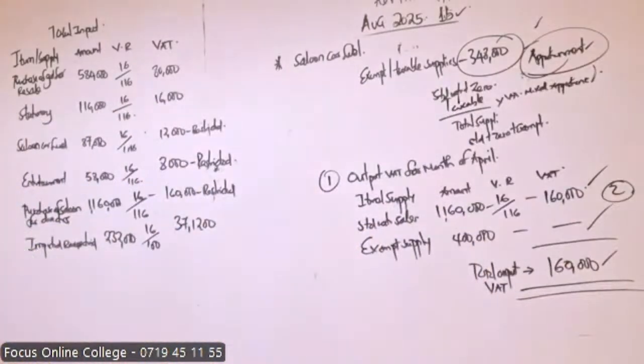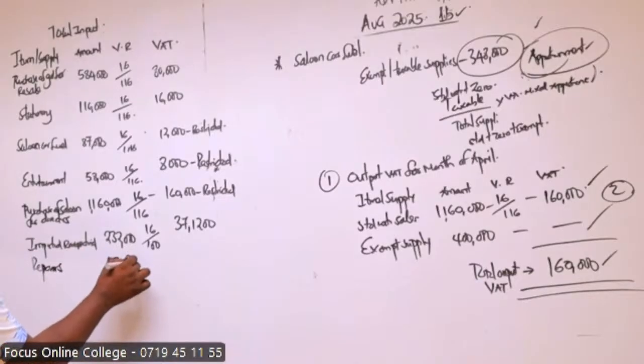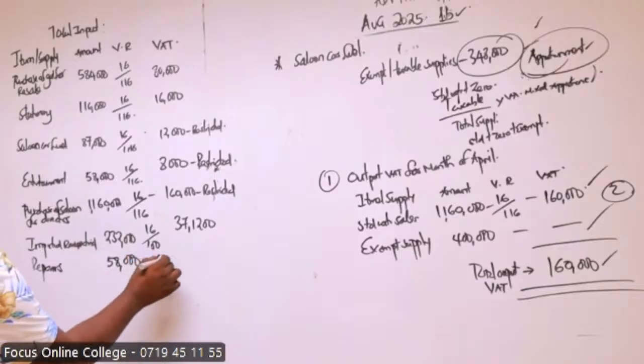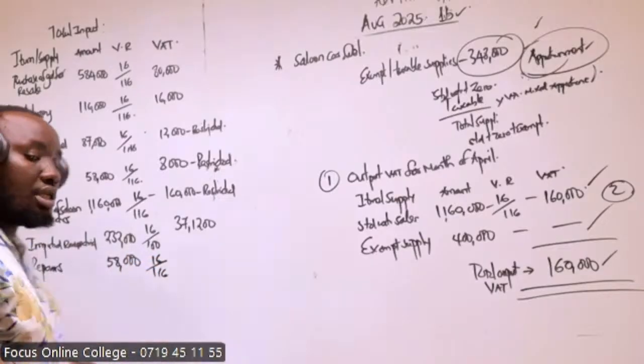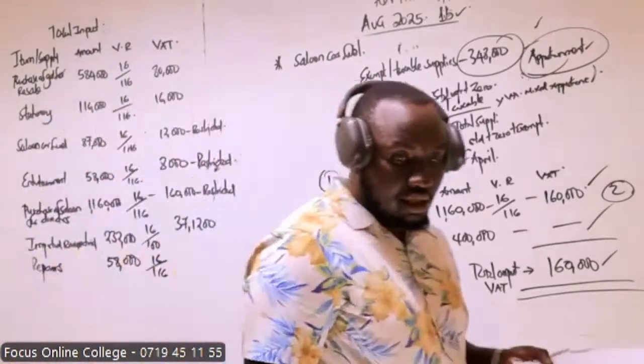So then we come to the next. We have repairs, that should be 58. Repairs 58, 16 over 116.